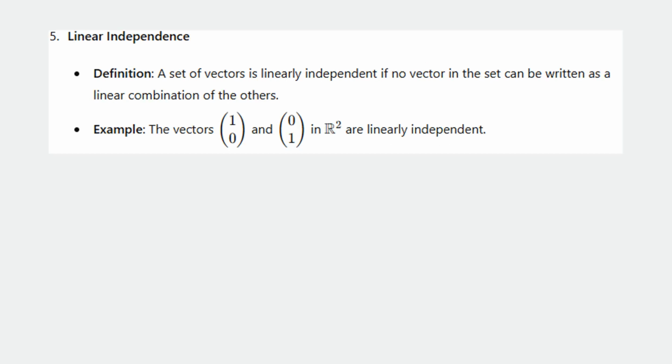Finally, linear independence. A set of vectors is linearly independent if no vector in the set can be written as a linear combination of the others. The vectors (1, 0) and (0, 1) in R squared are linearly independent.